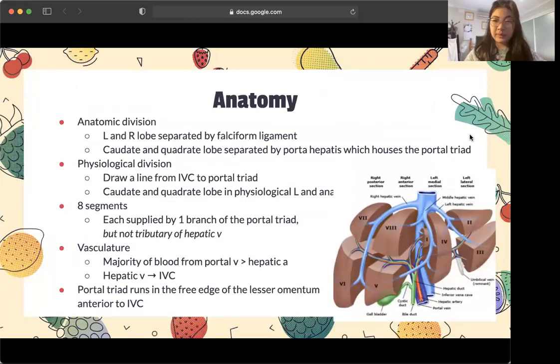Cool. So we want to be aware that in the liver, moving on to the new organ now, there are two different ways of dividing it, anatomically and physiologically. There are 8 segments, and it's important to note that each of these segments is supplied by one branch of the portal triad. Each segment is not supplied by a tributary of the hepatic vein, because the hepatic vein is not part of the portal triad. If you recall again, the portal triad is going to be your bile duct, hepatic artery, and portal vein.